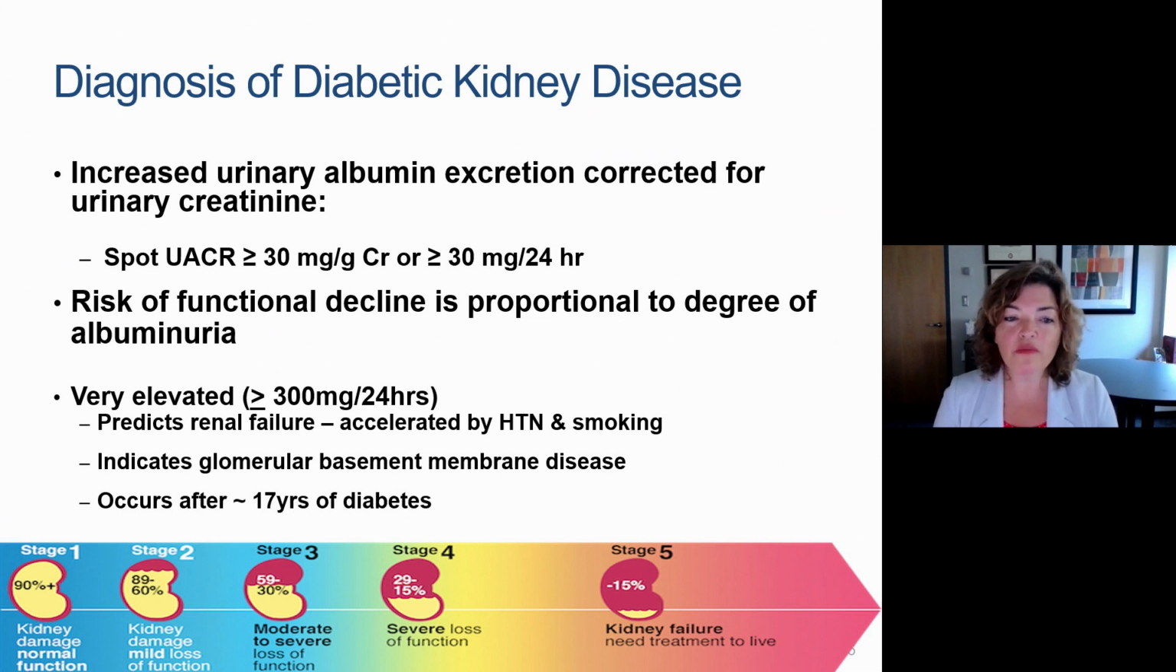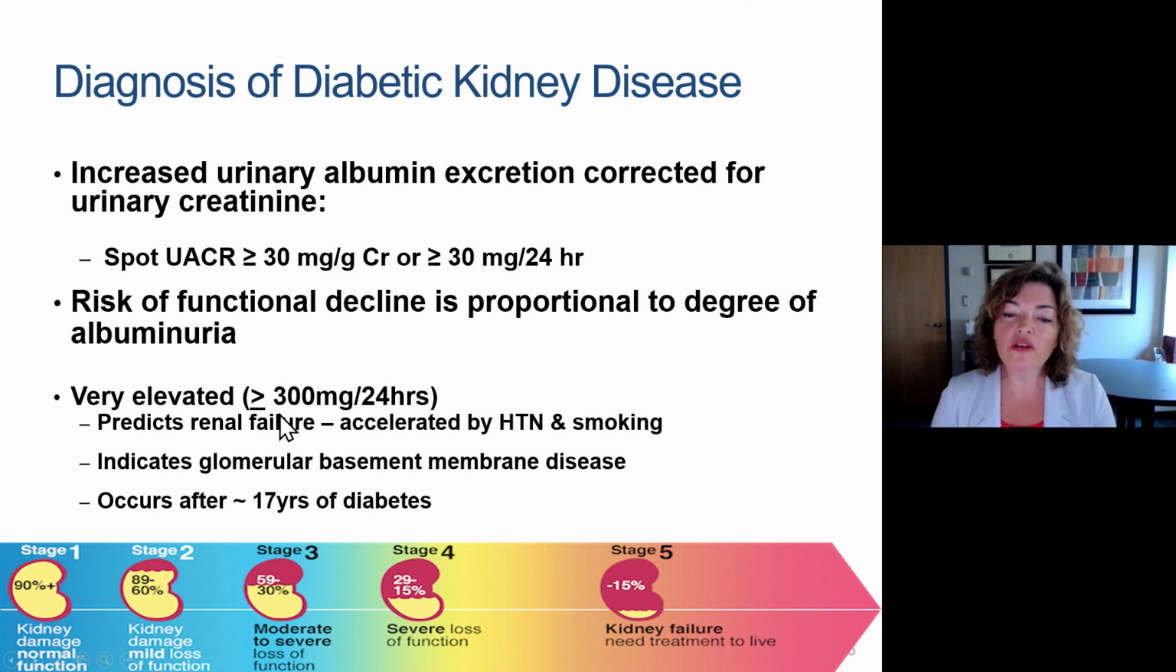And we diagnose it based on the increased urinary albumin excretion. Again, we don't really say microalbumin anymore. We need to think about degree of albuminuria over a spectrum. Although we know that over 30 is considered abnormal.